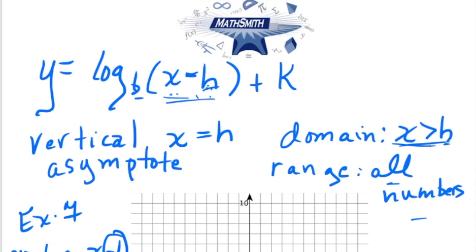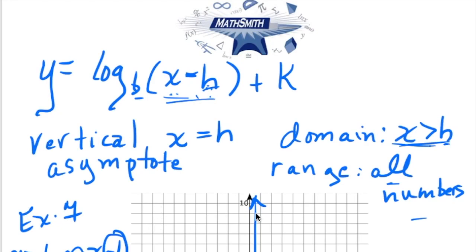since this base is 1/3, it's between 0 and 1. It's like you're doing the logarithm, and the exponents end up becoming more and more negative. So they're going this way, and then they shoot up, and this is what the graph ends up looking like.